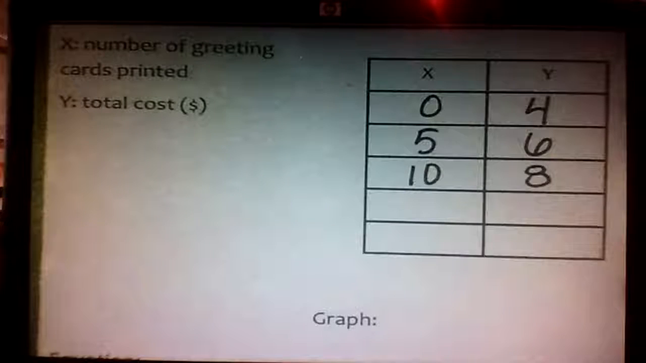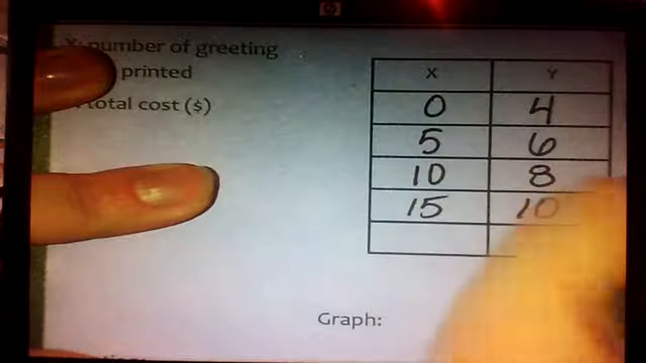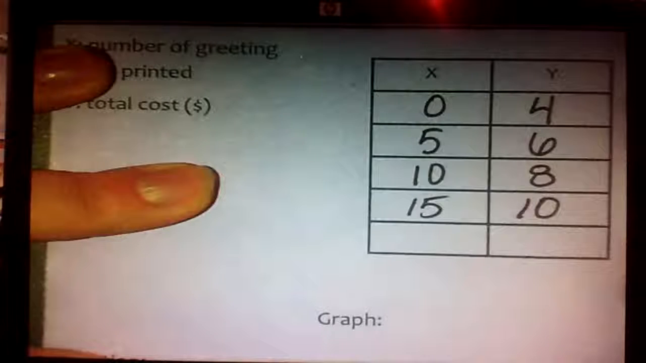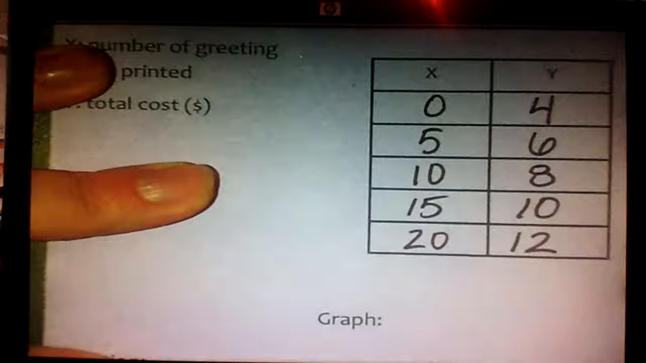We've printed 5 greeting cards and now I've spent $6. We've printed 10 and we've now spent 8. Give me another point that would fit into this table. 15 and 10. $20 and $12. Good.